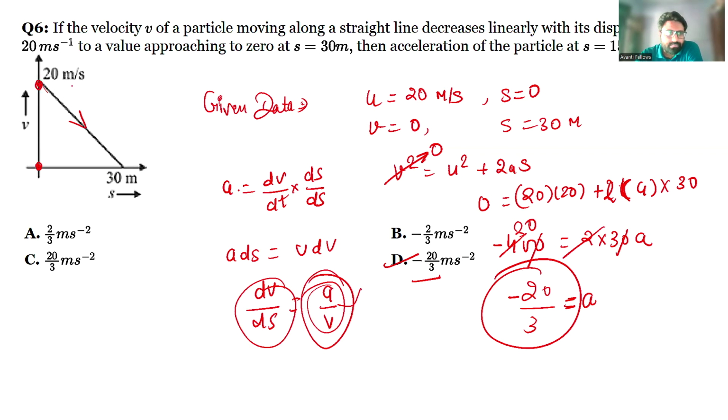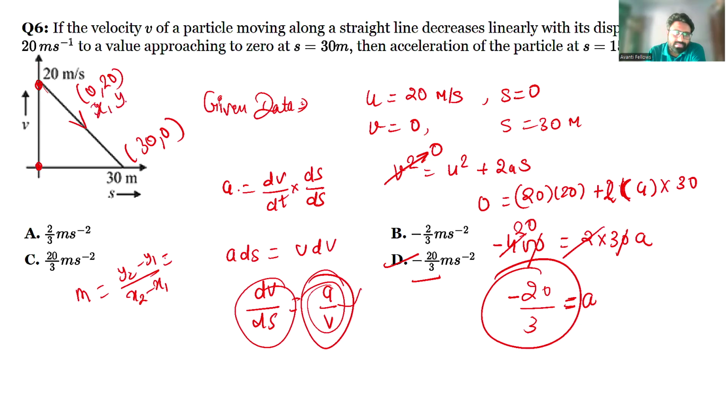Here the coordinate will become (0, 20). And here the coordinate will become (30, 0). Now apply m = (y2 - y1)/(x2 - x1). What is y2, y1? You can assume by yourself. I am considering that this is x1, y1, x2, y2. Now y2 minus y1 is 0 minus 20, and x2 minus x1 is 30 minus 0.